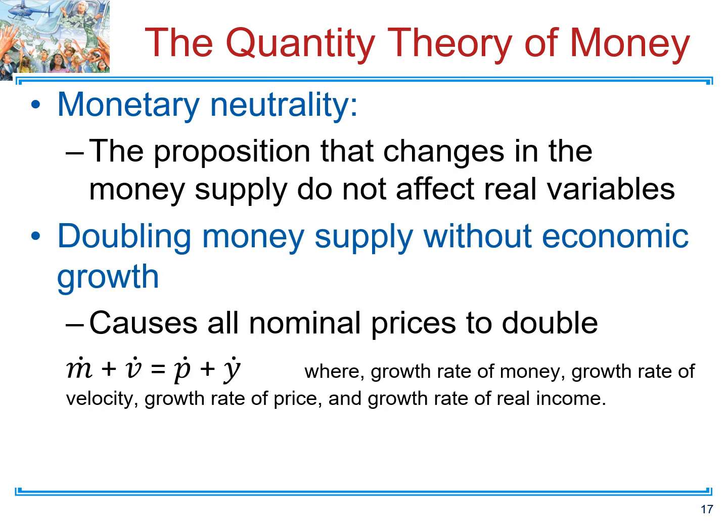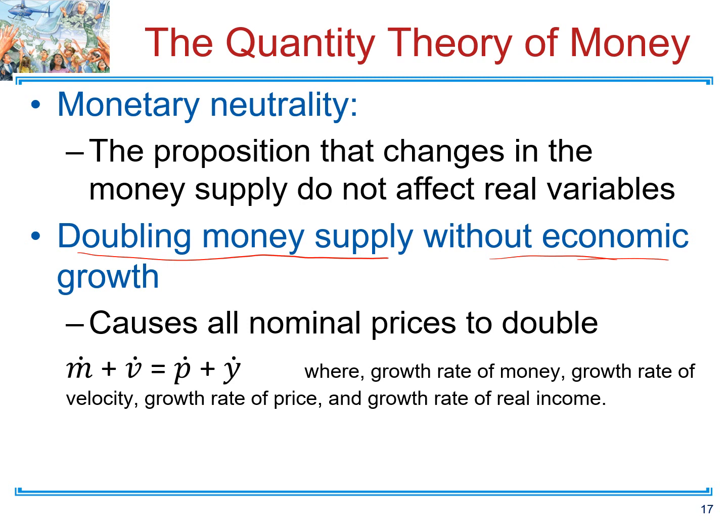Now, Milton Friedman also argued that supplying more money does not affect real variables. That is called monetary neutrality, or neutrality of money. So doubling the money supply without economic growth, that means with no growth of real GDP, always causes the nominal price to double.